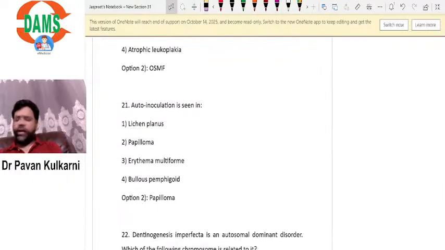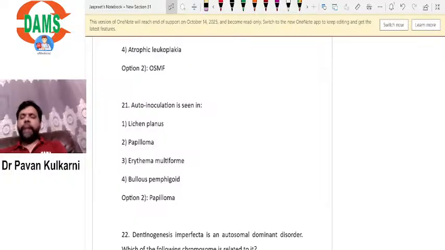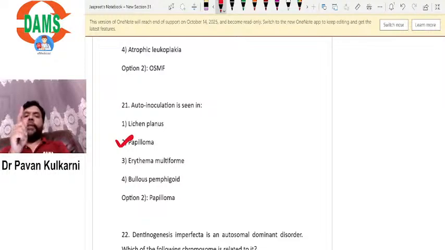Auto-inoculation is seen in which lesion? What do you mean by auto-inoculation? Actually, the question is wrong here. Papilloma doesn't show auto-inoculation. In fact, verruca vulgaris shows auto-inoculation. But still, we'll go with papilloma only. What is auto-inoculation first of all? Auto-inoculation means, for example, if a patient has a papilloma at the angle of the mouth, and the person touches the papilloma with his bare hands and then touches somewhere else in the oral cavity or skin, a new lesion will develop in that area.